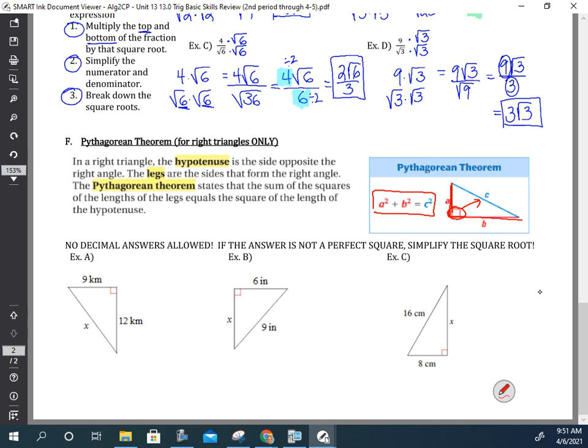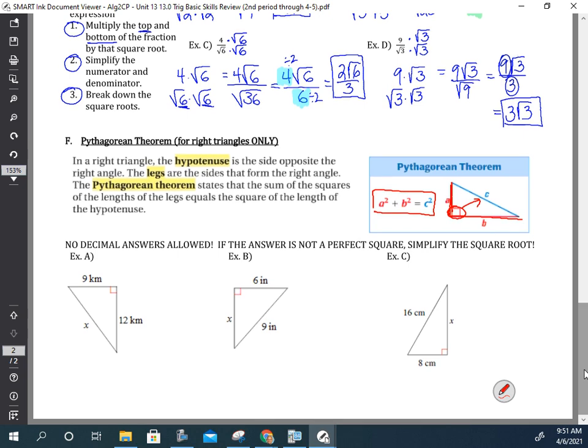So when you're labeling for Pythagorean theorem, wherever the right angle is, A and B are attached to the right angle, and C is the side that's left over. Find the right angle. A and B are attached to it. C is the side that's left over.